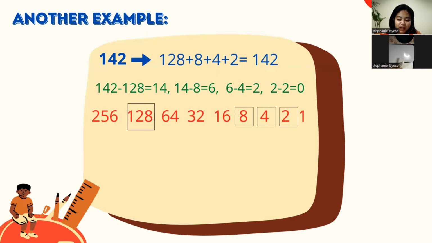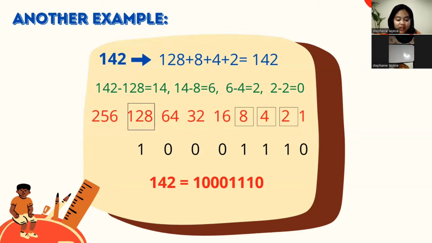So we put boxes on all the numbers and add them all. We will get 142. And again, put 1 to those numbers that have boxes and put 0 to those numbers that don't have boxes. So we will start at 128. 1 for 128, 0 for 64, 0 for 32, 0 for 16, 1 for 8, 1 for 4, 1 for 2, and 0 for 1. Now, in conclusion, 142 has the binary number 10001110. It's easy. You can practice this again and again. Now let's proceed to binary to decimal numbers.